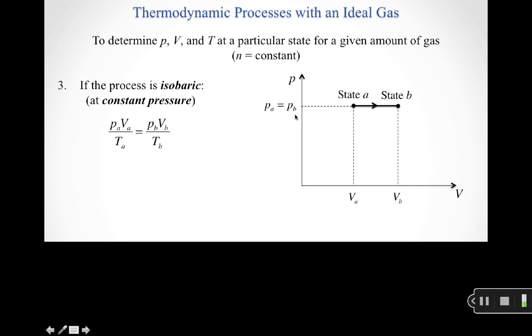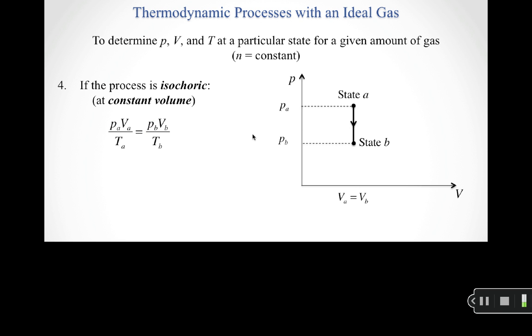Since the pressure is constant, the pressure of A and the pressure of B are the same value, which means when I look at this ratio, pressure cancels out. So if I have an isobaric process, a constant pressure process, my ratio simplifies, and what I now know is that the ratio of volume to temperature has to be the same at states along my isobaric process. The second special process we can talk about is the isochoric process.